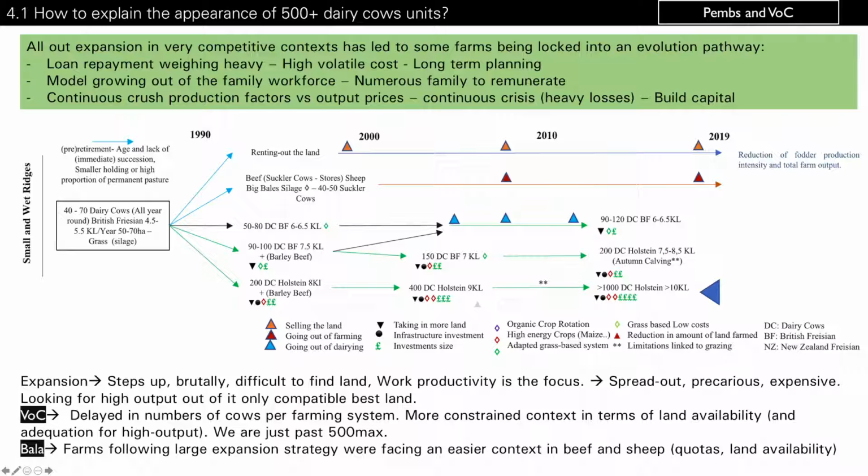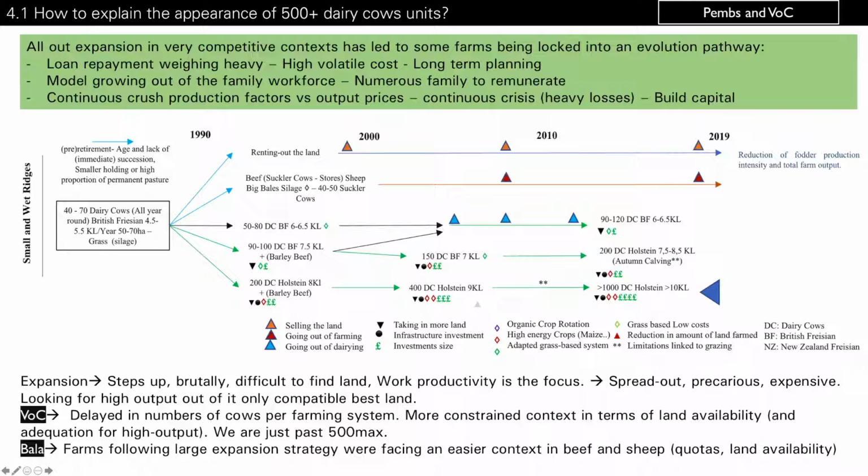The first one is, as you expand brutally, very rapidly, it begins to be difficult to find land. So you depend more on inputs to feed your animals, and you try as well to increase the output of the land, which is all the more necessary given that you are getting land from all over the place, sometimes under very precarious terms, and that can be very expensive to pay for. So a high output out of the land might be necessary, and physical work productivity is the main way to cope with the pressure under which they were put.